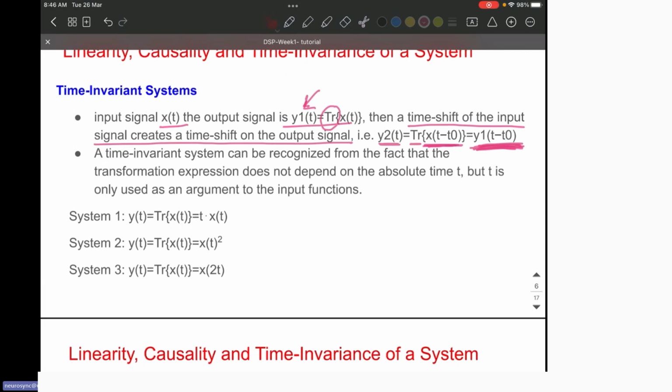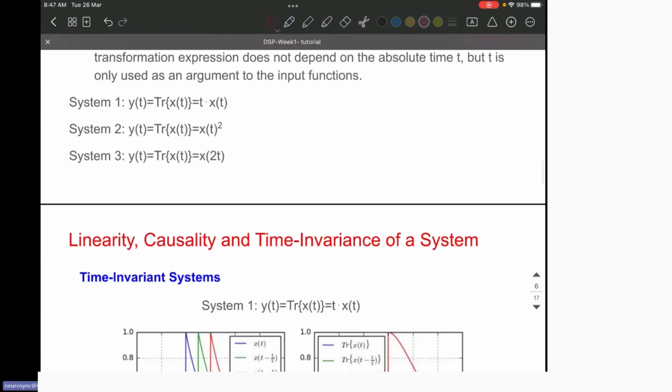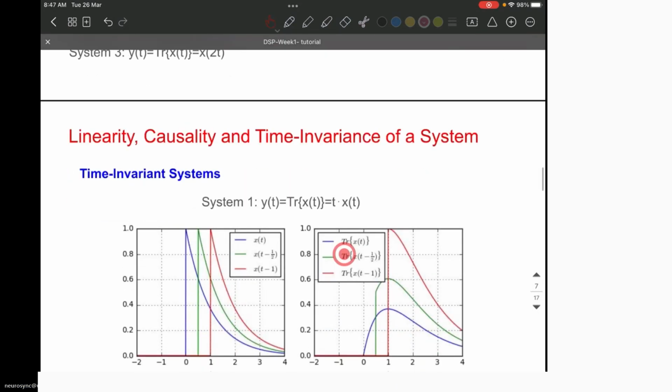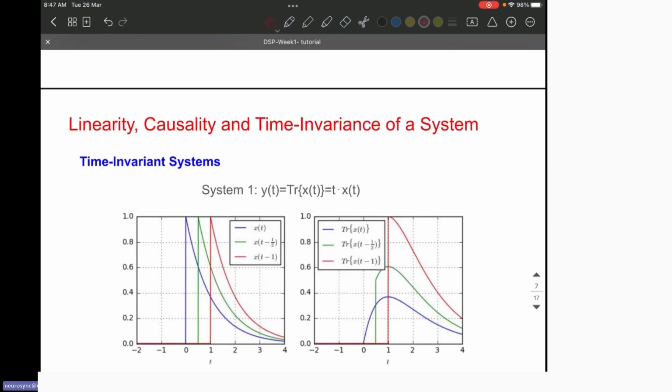Now, let us take these three examples. I have defined these three systems. System 1 with this expression, system 2 with this expression, and system 3 with this expression. Now let us take the first example, y of t is equal to t times x of t. How do we find whether the system is time invariant or time variant?